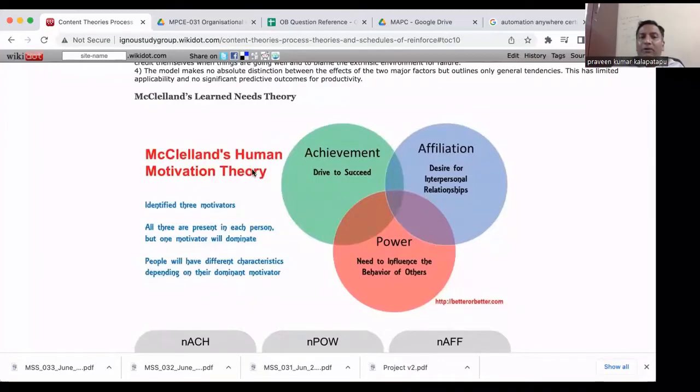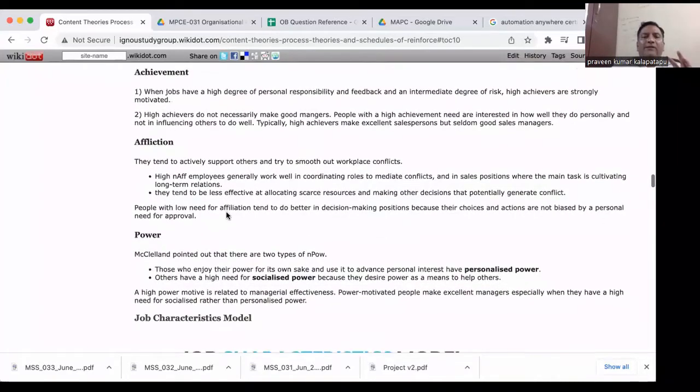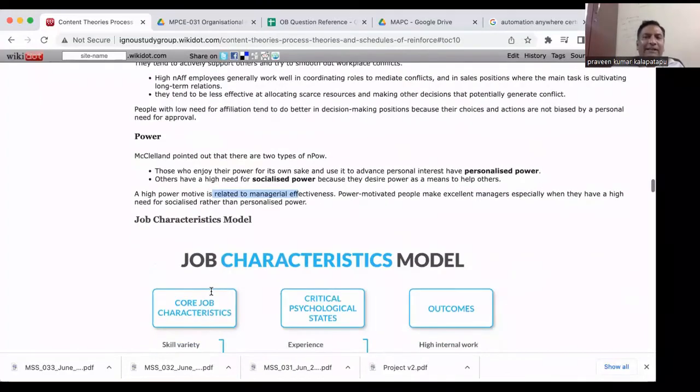McClelland's human motivation theory. So this is an example of what I was talking about. People who have high affiliation might like decision-making positions which could affect others, maybe recruitment or something like that. So these might have more affiliation towards managerial aspects.